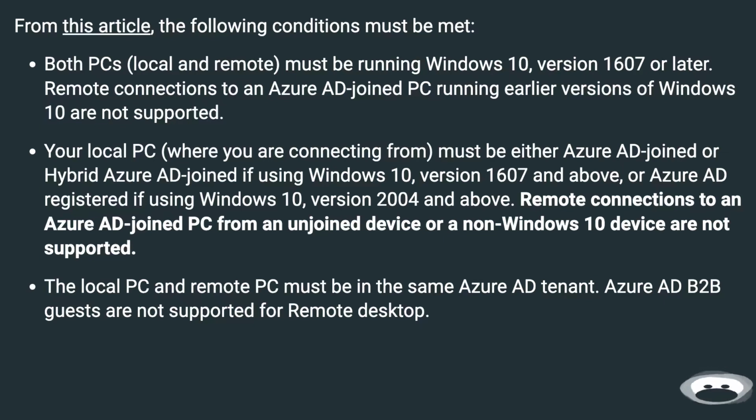Your local PC, where you are connecting from, must be either Azure AD joined or hybrid Azure AD joined if using Windows 10 version 1607 and above, or Azure AD registered if using Windows 10 version 2004 and above. Remote connections to an Azure AD joined PC from an unjoined device or a non-Windows 10 device are not supported. The local PC and remote PC must be in the same Azure AD tenant. Azure AD B2B guests are not supported for remote desktop.